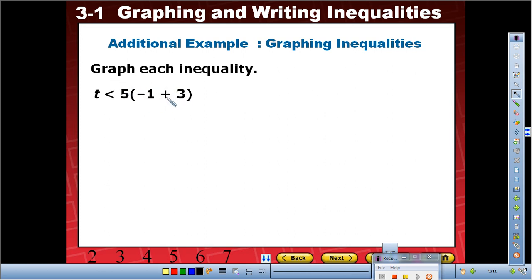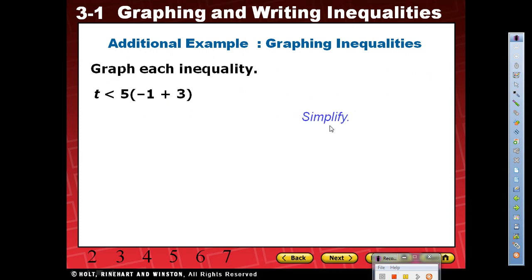So to simplify this, let's see. This becomes -1 plus 3, that becomes 2. What is 5 times 2? That's 10. So therefore, this says t is less than 10.